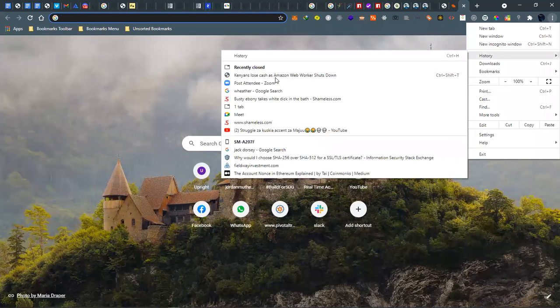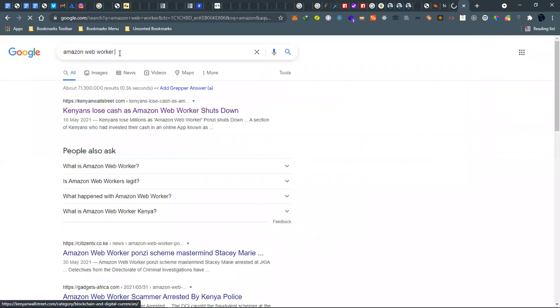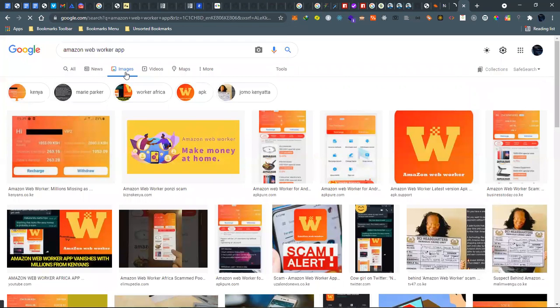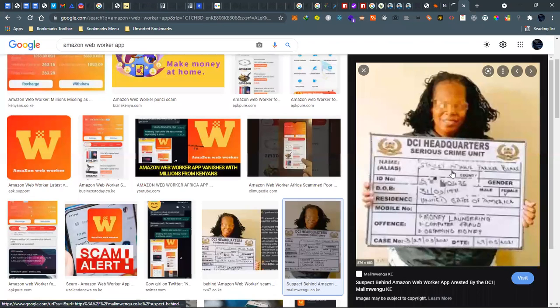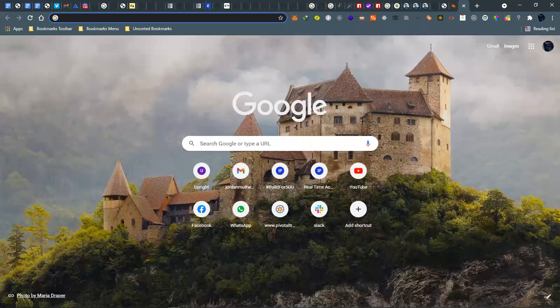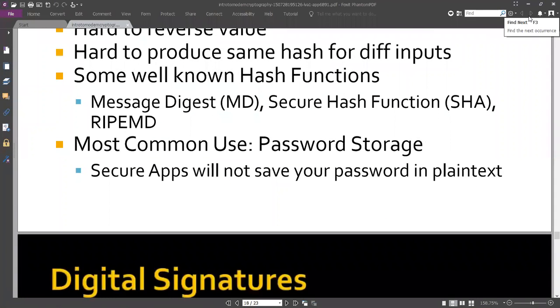Let me see if I can get the search again. The website was actually an Android app, and people were forced to download it. I don't know if you can see how the app looked. Yeah, this is the woman who did that. This is what I was talking about: people masquerading as an organization or something.